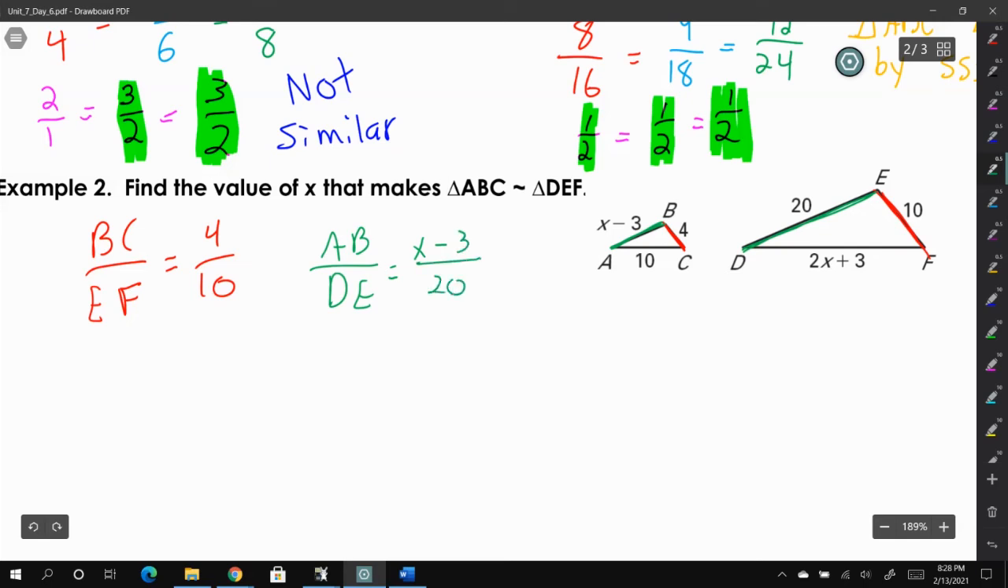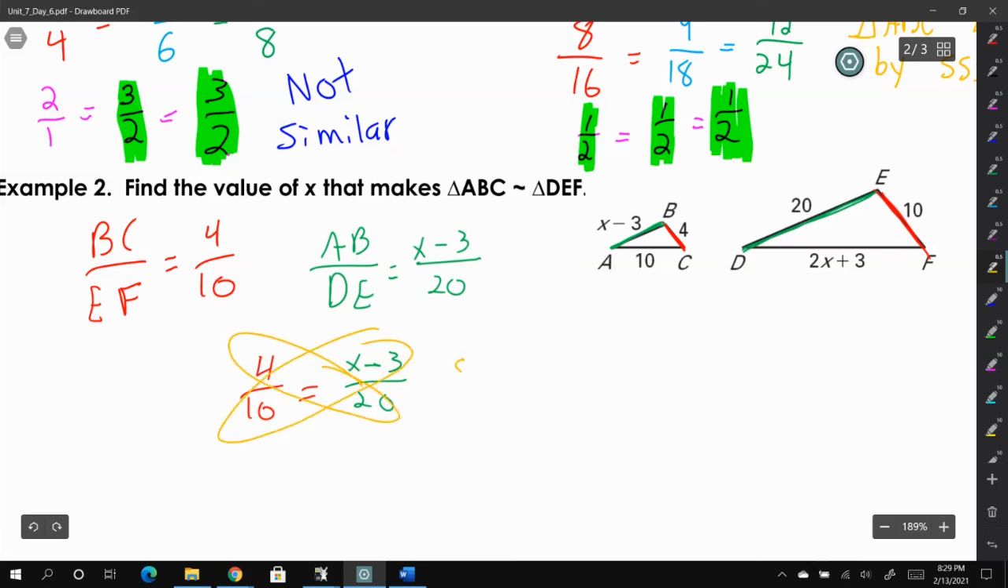You could do AC and DF instead, and you'll still get the same answer. So now I'm going to set up my ratios. So 4 over 10 equals x minus 3 over 20. Now there's some danger coming up when we cross multiply this.